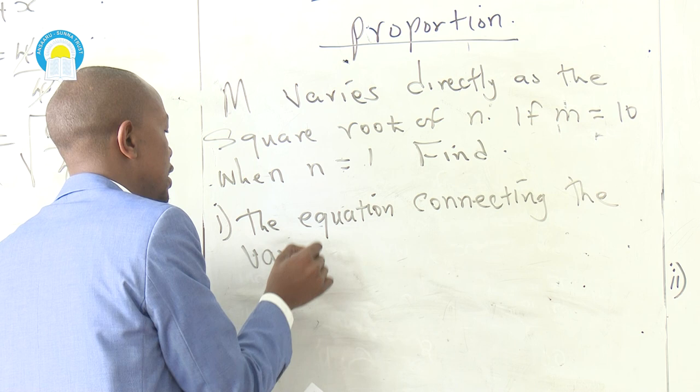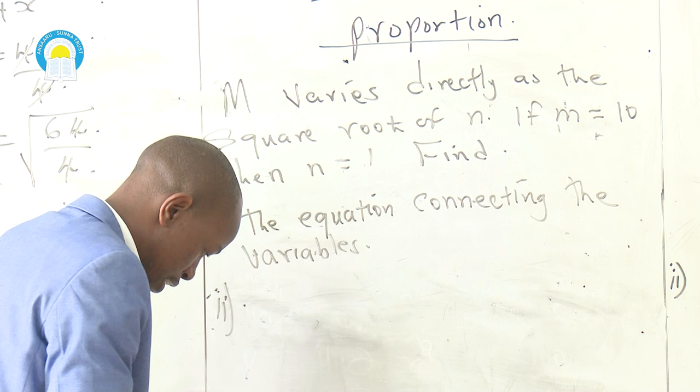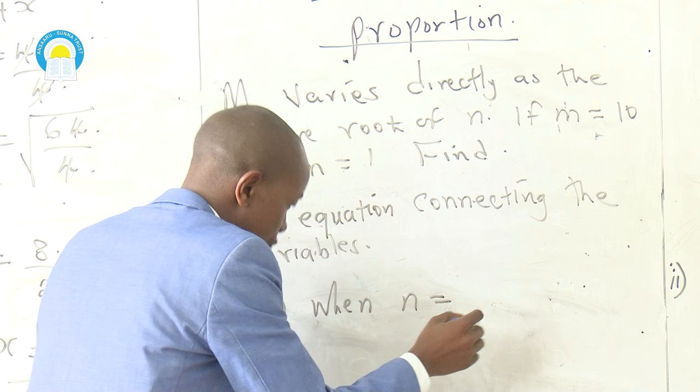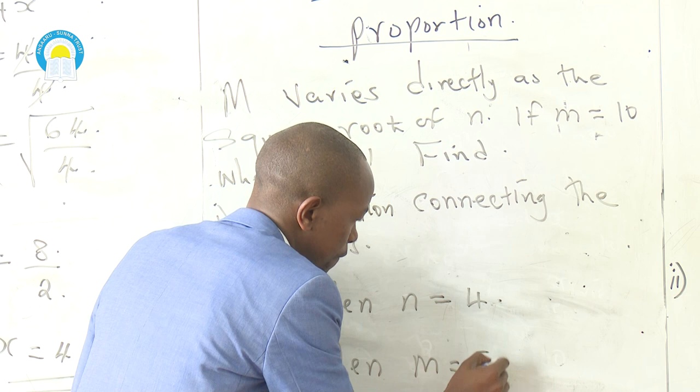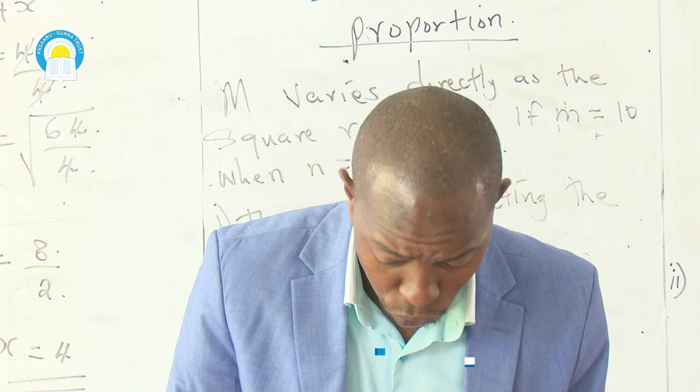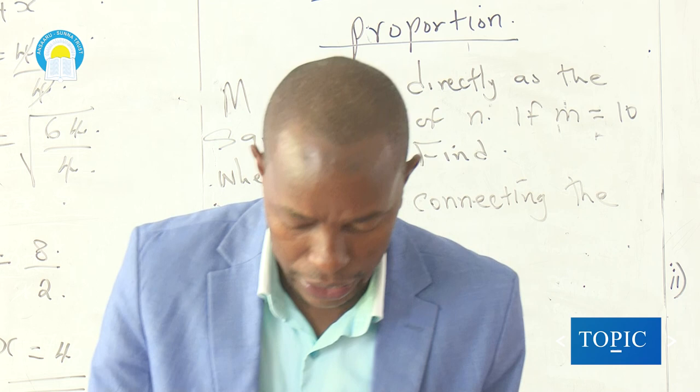Roman 2, my student, m when n is equal to 4. And finally, Roman 3, find n when m is equal to 50. I leave you behind with those questions. Kindly go through those questions and ensure that you get the right answers.